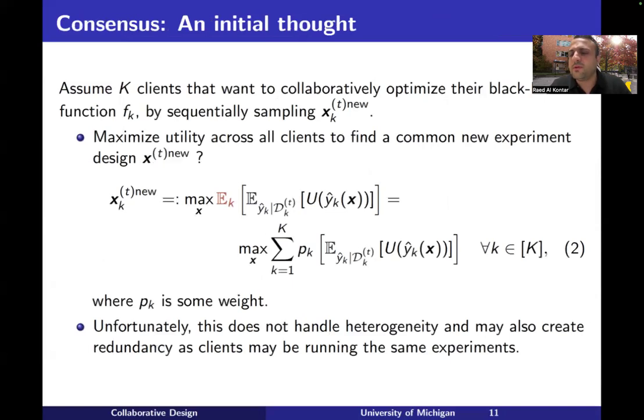So then how can we do collaboration? Okay. A first thought that comes to mind is, let's assume, first of all, let's assume we have right now K clients. Okay. Let's assume we have K clients. Okay. And all the clients want to collaboratively optimize their own black box function, f_k. There is not one black box function for everyone.